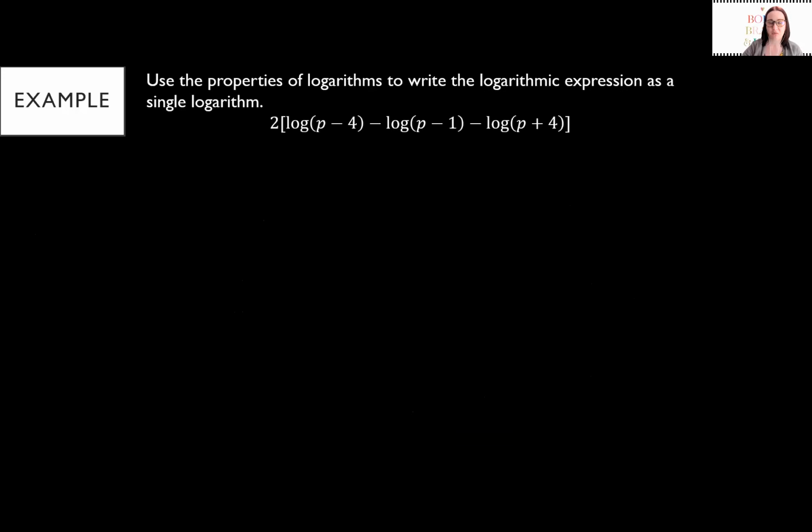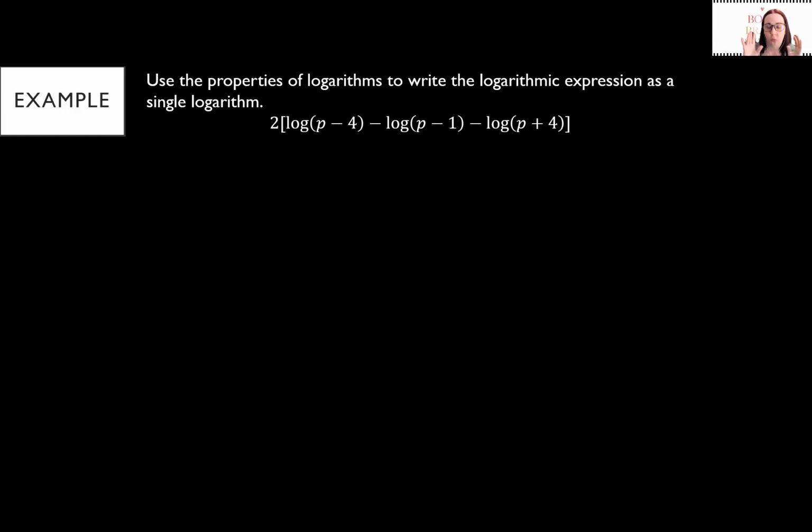So now we've got an even longer one. You know how I roll. We make things more difficult as we go. So we've got lots of things going on here. I've got this 2, and then we've got brackets, which is just a way to group this together. Then we've got log of p minus 4 minus log p minus 1 minus log p plus 4.